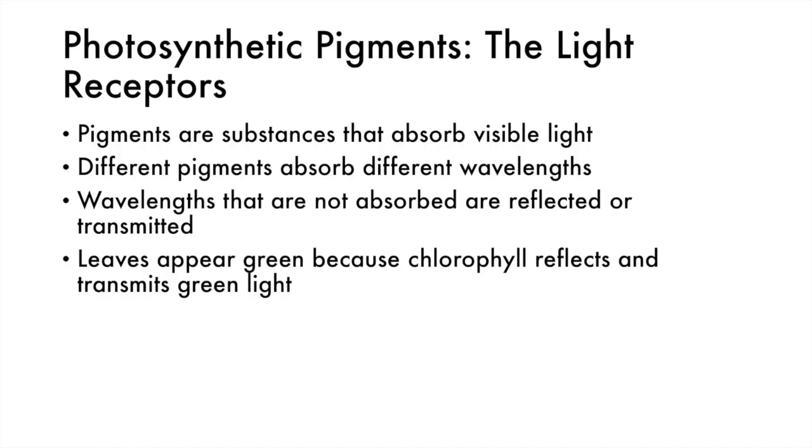So plants can detect light or react in response to light by using photosynthetic pigments. And a pigment is a substance that absorbs visible light. Different pigments will absorb different wavelengths. And when a photon of light comes upon a pigment or a surface, one of three things is going to happen. Either the light is going to be absorbed, or it's going to be reflected, or it's going to be transmitted. Okay? So absorption, reflection, and transmission are the three possible outcomes.